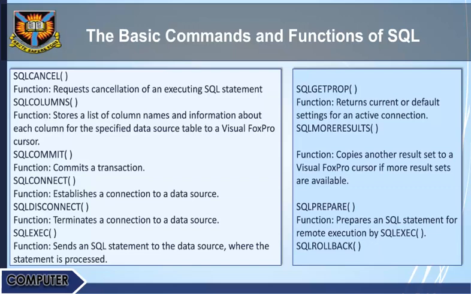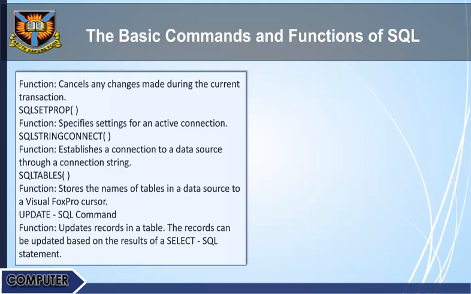SQL prepare function prepares an SQL statement for remote execution by SQL exec. SQL rollback function cancels any changes made during the current transaction. SQL setProp function specifies settings for an active connection. SQL string connect function establishes a connection to a data source through a connection string. SQL tables function stores the names of tables in a data source to a virtual FoxPro cursor.